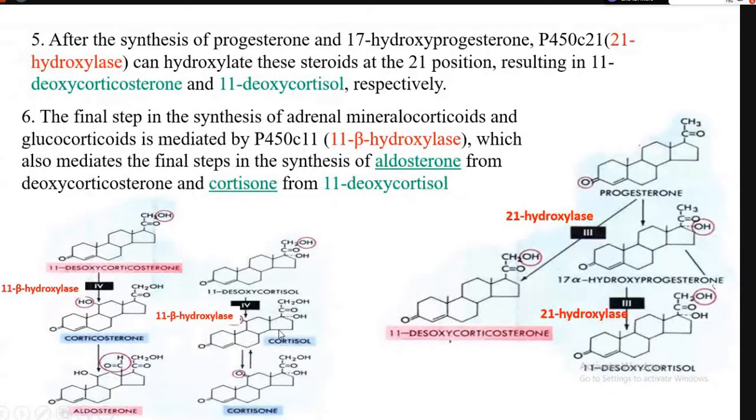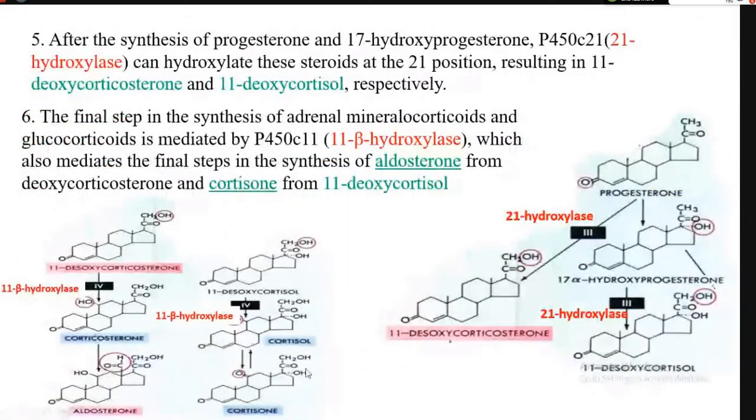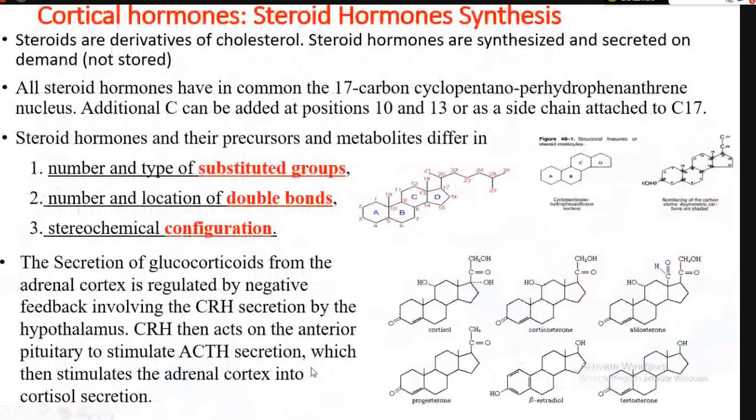There are different paths. There are branches. If you look at the book, there is a branch for aldosterone synthesis, a branch for glucocorticoid synthesis, and a branch for sex hormone synthesis. Three branches are there. So this is the branch for aldosterone, and this is the branch for cortisol. I am showing it here.